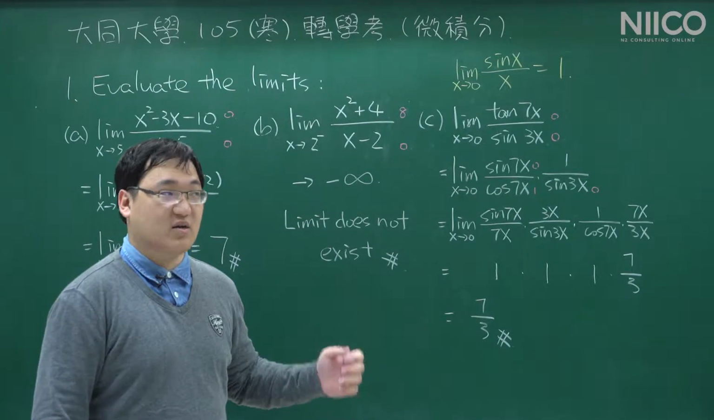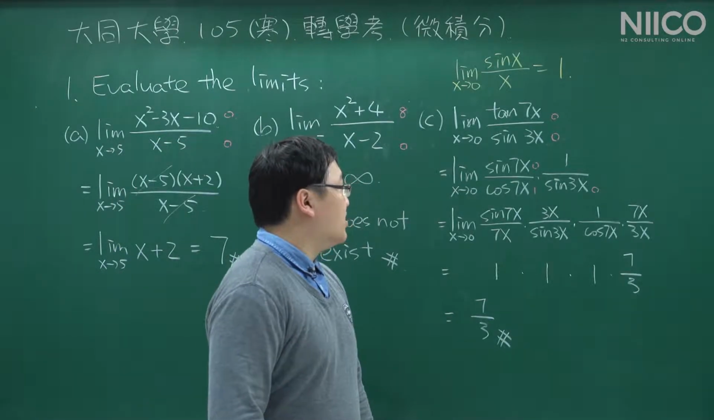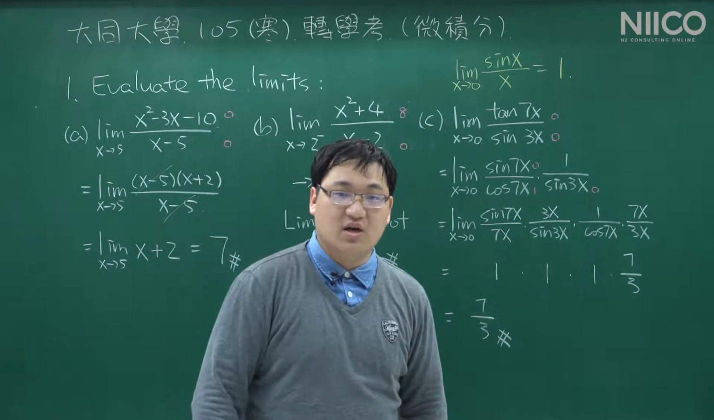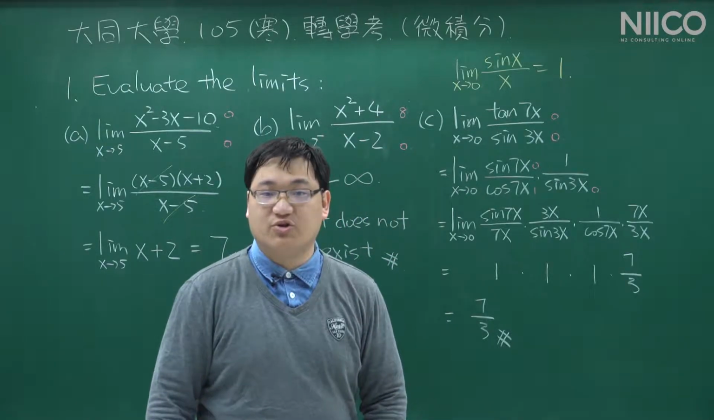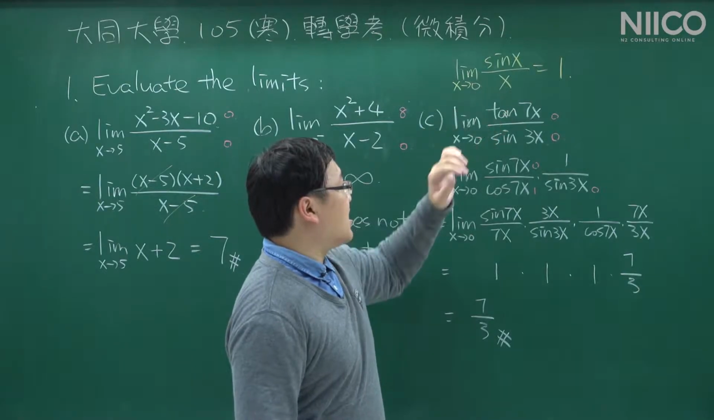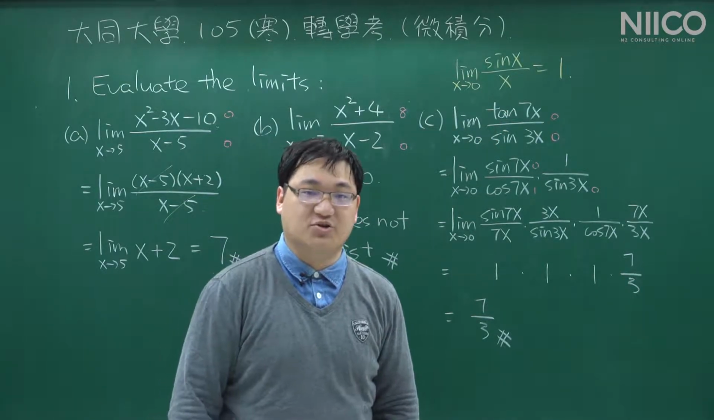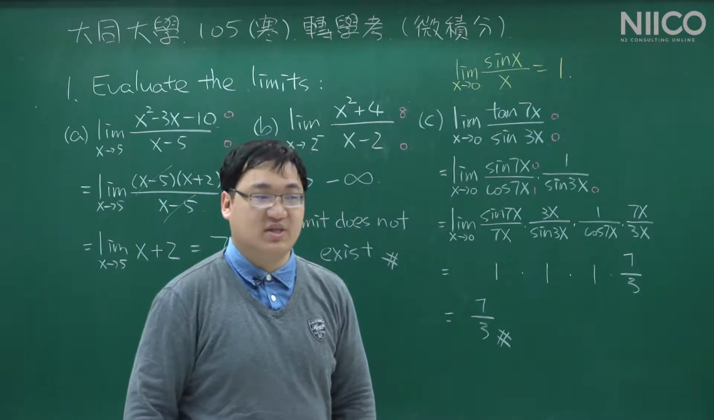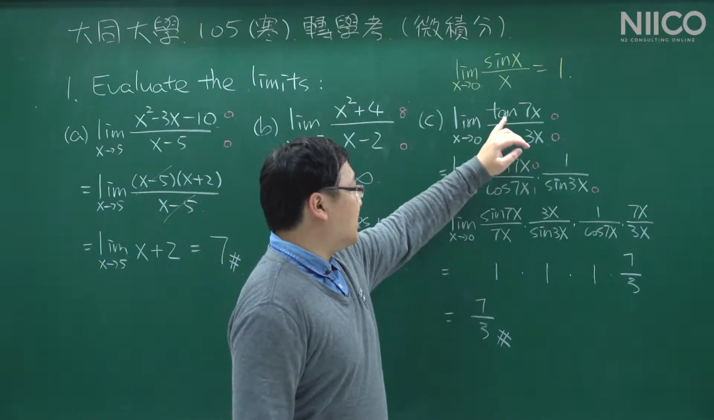Now, let's take a look at subproblem C. It is the limit of tangent of 7x divided by sine of 3x. This is when x approaches 0. Now, a common limit of trigonometric functions would be this one. This is the limit of sine of x divided by x when x approaches 0. And the limit of this one would be 1.